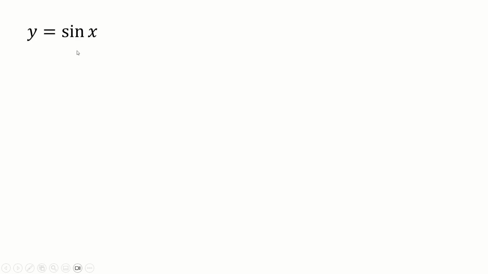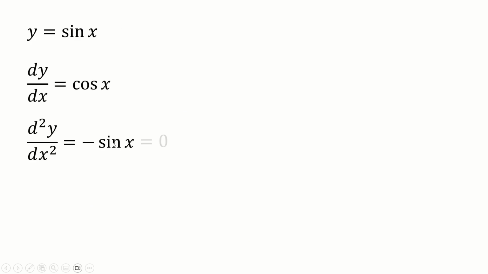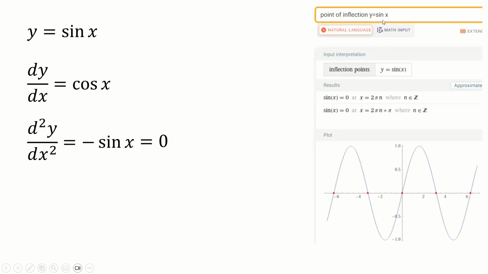y equals sine of x. If we derive and derive again, and then set to 0, well, minus sine of x is equal to 0, and all the time sine of x is equal to 0. So suddenly the Wolfram Alpha thing makes sense, because all the roots, when sine of x equals 0, are going to lead to the inflection points when minus sine of x equals 0. So that's pretty cool. And again, check what happens just either side of 0.